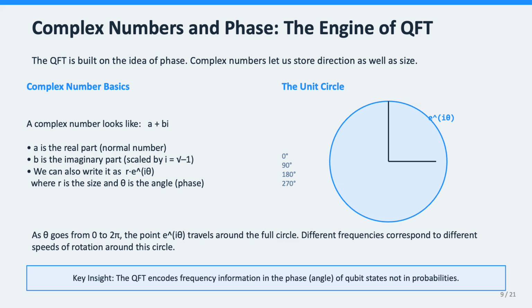The QFT is not useful because of what you can measure directly. It is useful because of what the phase structure allows subsequent quantum operations to do. So the key insight here is the QFT encodes frequency information in the phase angle of the qubit states, not in probabilities. So hopefully this makes sense.